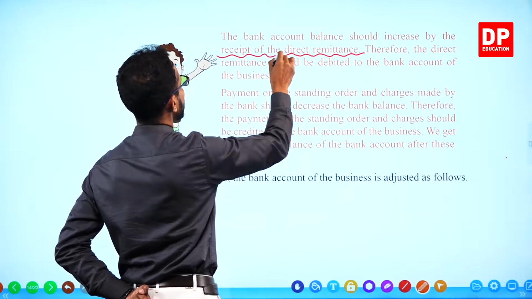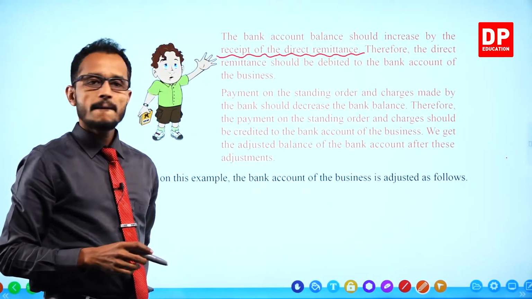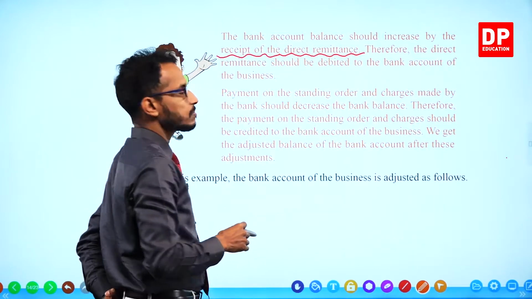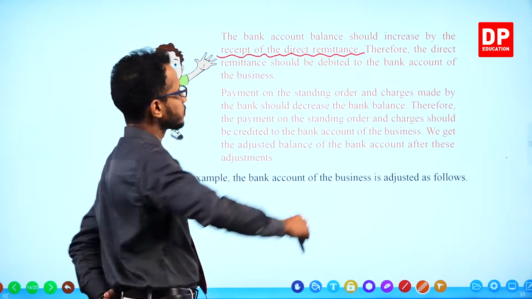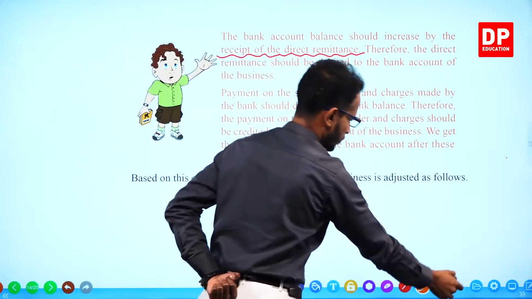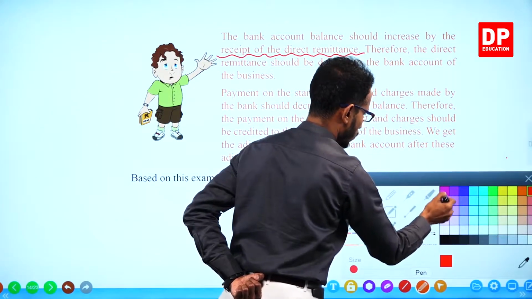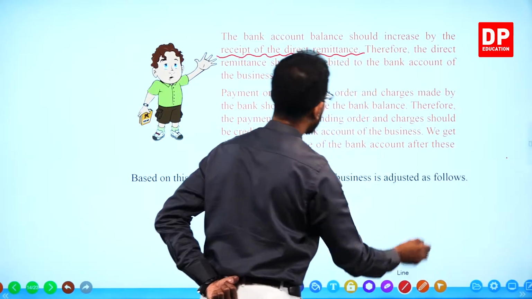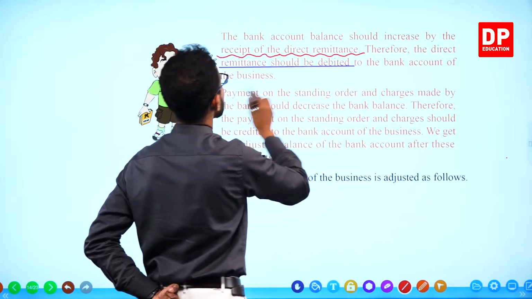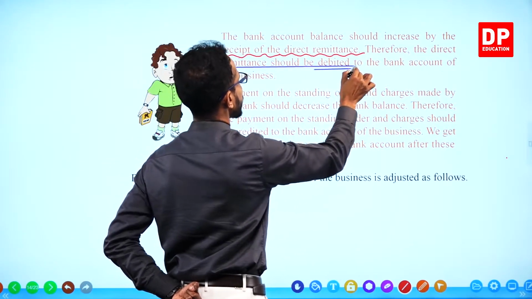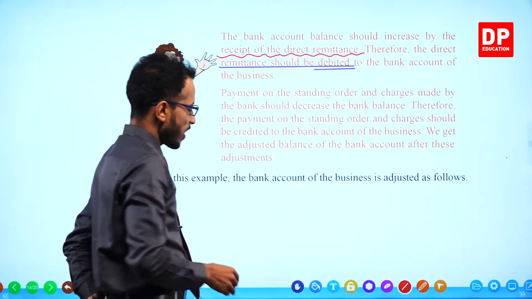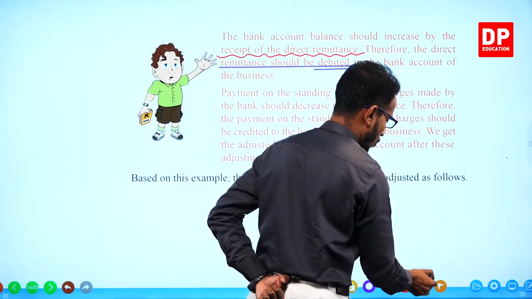Receiving of direct remittances. Bank account should be increased. That means our bank account should be debited, right? Debited, yeah. It's all right here. Remittances should be debited. Debited. Then we have the next item, standing orders.